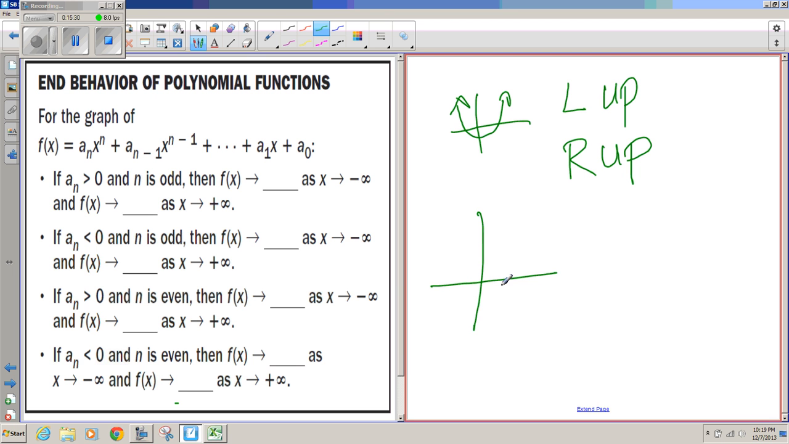This graph here, when it's going to the left, it's going down. As it goes to the right, it's going up. All right, that's how these things are set up. Now the terminology is a little harder to understand. Left, of course, is x goes towards negative infinity.